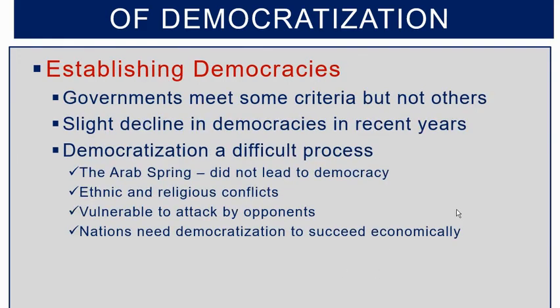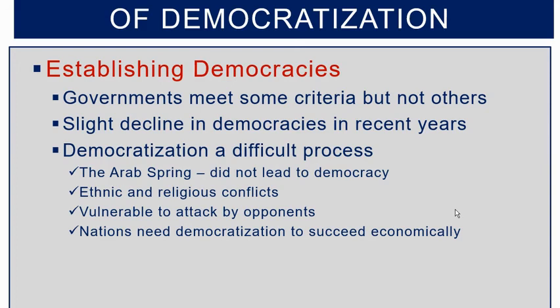Now, talking about the global challenge of democratization, it's difficult. One of the things that our country has tried to do in the last 20 years is to help other countries become more democratic. There are some problems with that because some governments meet the criteria of democracies, others do not. There are differences in the definition of what defines a democracy. There's actually been a slight decline in democracies in recent years. A few years back, there was what we call the Arab Spring, where a lot of people in Arab countries began to revolt against their authoritarian or totalitarian governments to establish more democratic governments, and it did not succeed.